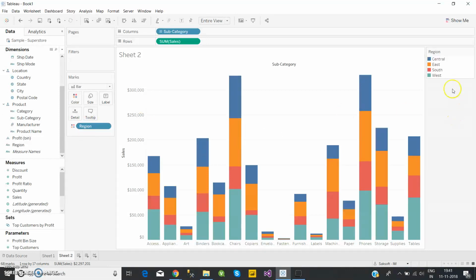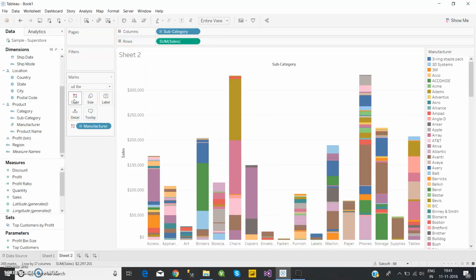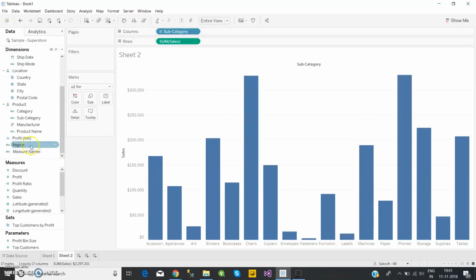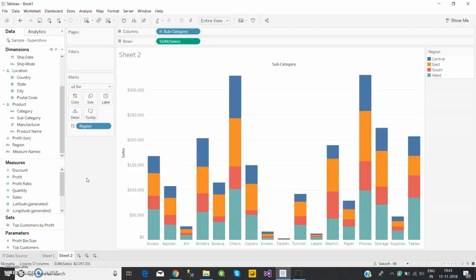That is, here there are only four regions. But in case I add, let's say, manufacturer, there are too many values under manufacturer. So it becomes really difficult to compare. Therefore, the best practice is when you're creating a stack chart, do an analysis. When you do an analysis, better use the secondary dimension. It's better if it has a minimal number of unique fields.